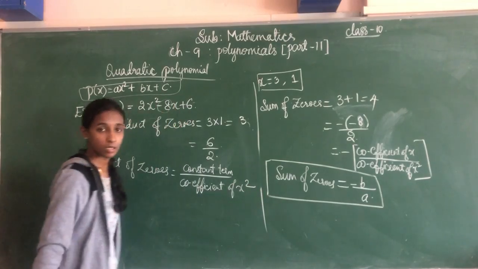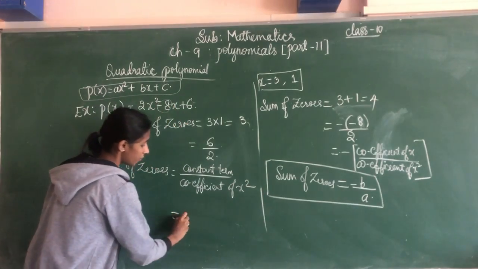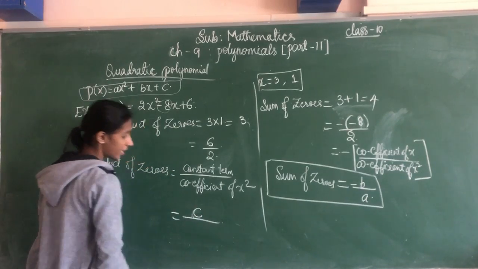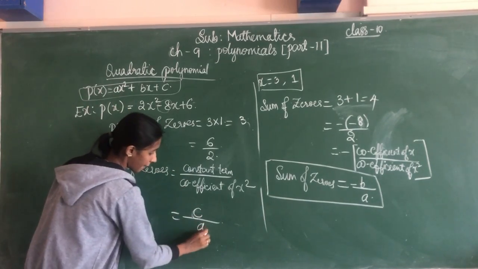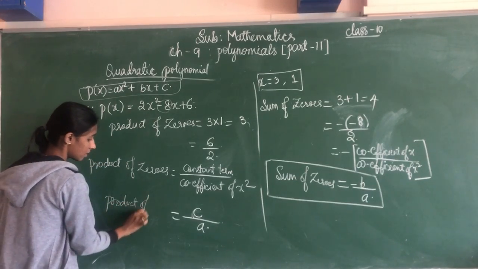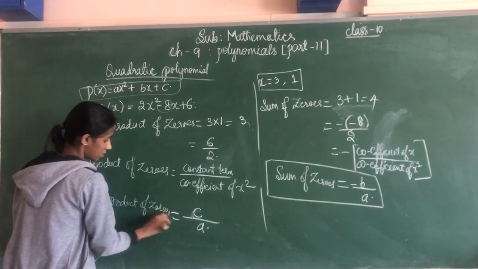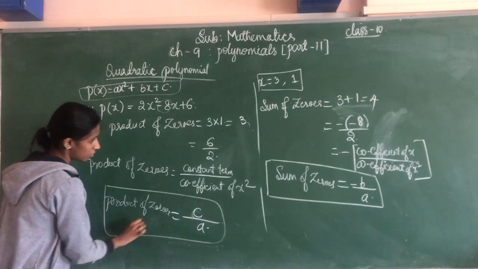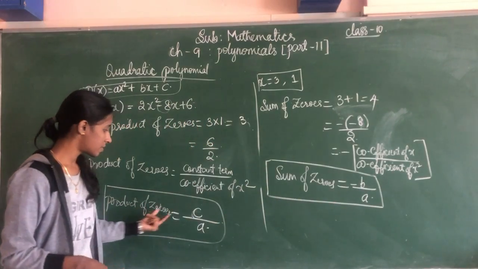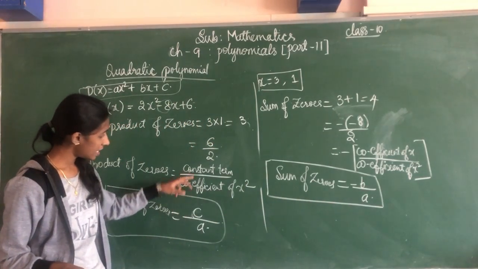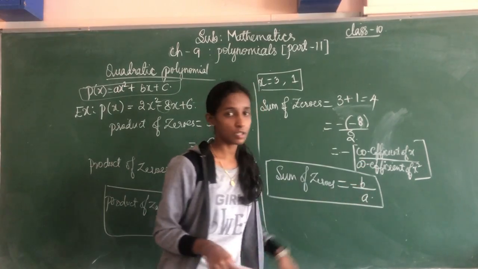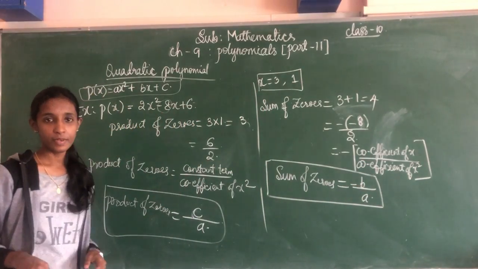In general form, the constant term is c divided by coefficient of x square, which is a. So the product of zeros formula is c by a. So these are the two formulas. Sum of zeros is minus b by a. Product of zeros is c by a, where c is the constant term, a is the coefficient of x square. Here b is the coefficient of x and a is the coefficient of x square.